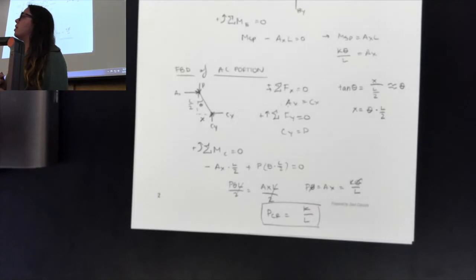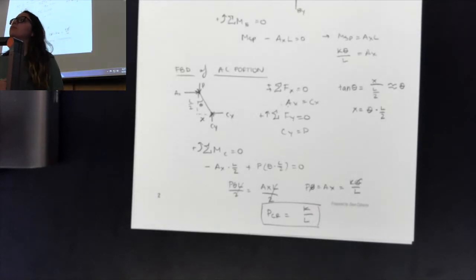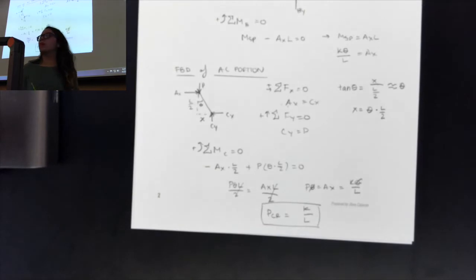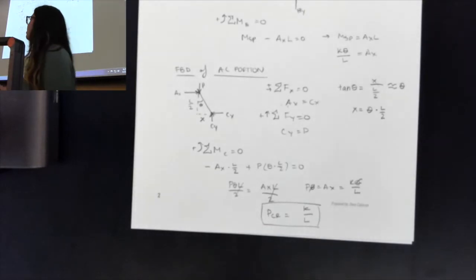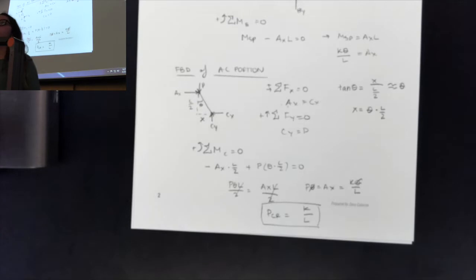Okay, does that make sense to everybody? It's going to be the same solution process for all of these types of problems. You're just going to do free body diagrams till you get the P critical that you're looking for. All right? Questions? Okay.